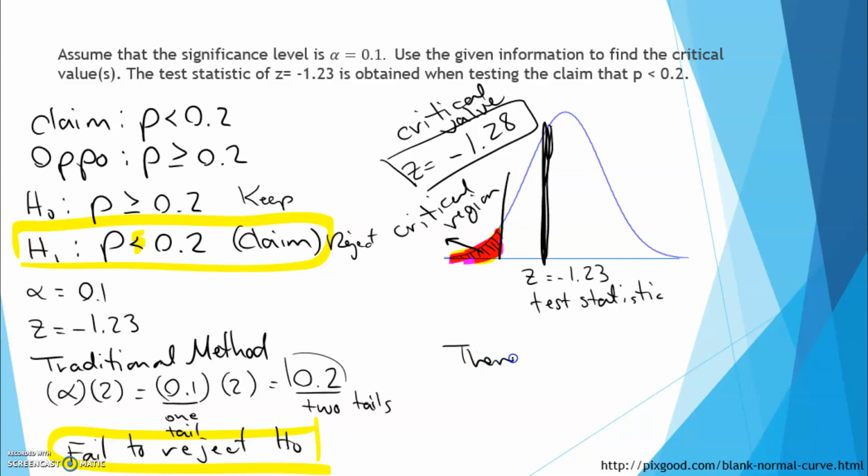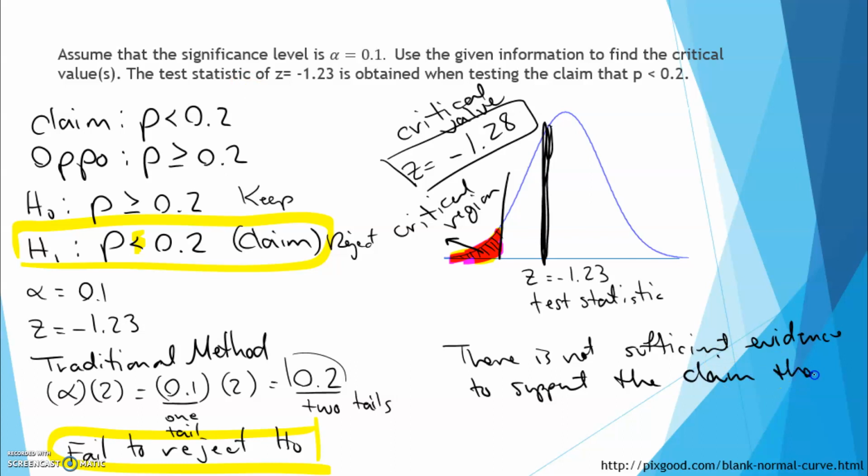Then we say there is not sufficient evidence to support the claim that P is less than 0.2. And that's it.